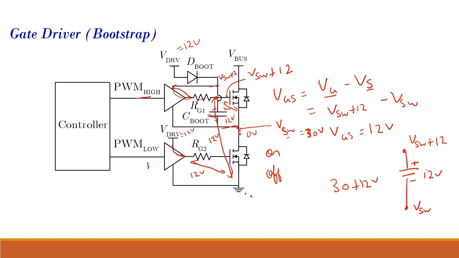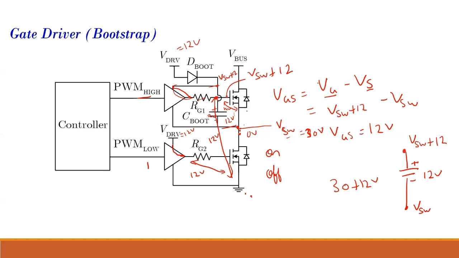Sir, plus 12 volts we are getting from the V driver. Yes. But how are we getting VSW, sir? VSW comes from the external circuit. VSW is not under our control. Because VSW is not under our control, we need an arrangement which will generate a voltage of 12 volt across the VGS. So irrespective of the voltage VSW, I want to guarantee that the voltage across my gate source capacitance should be greater than my threshold voltage. So I want it to be around 12 volt.